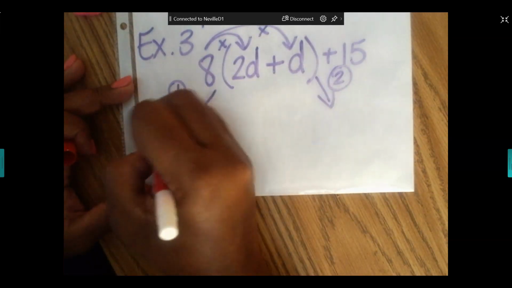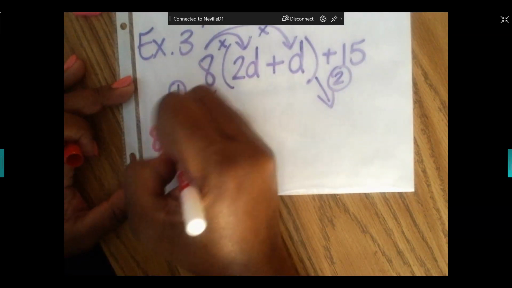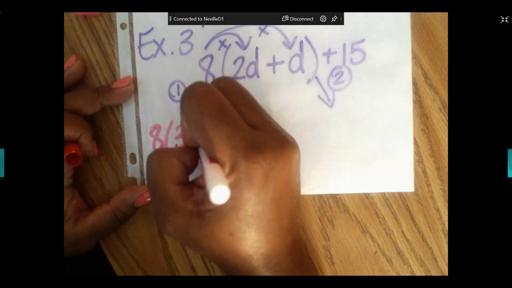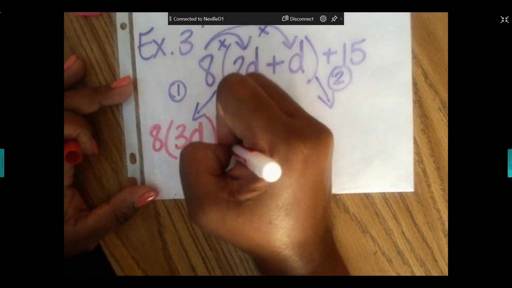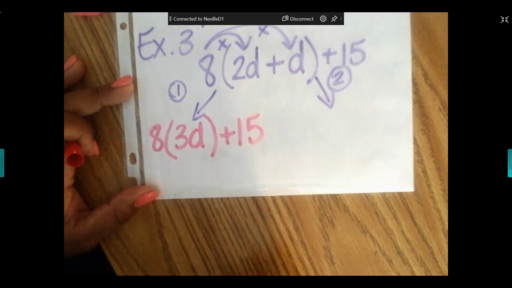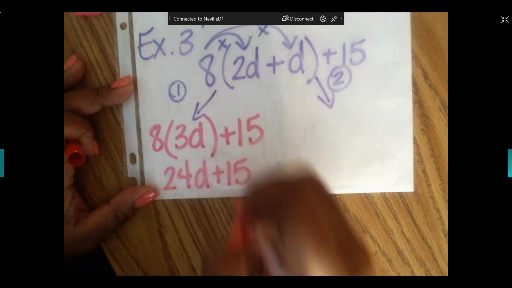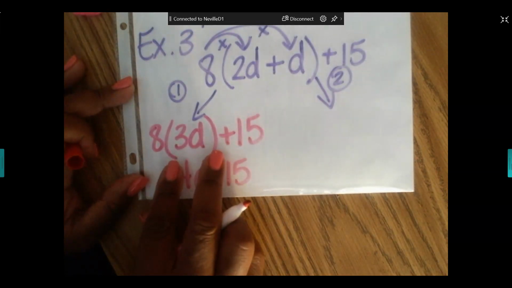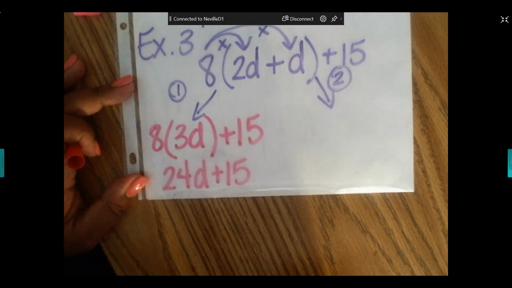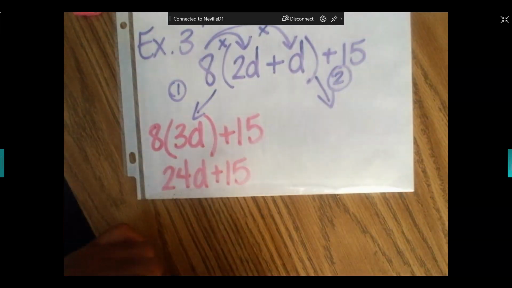What I could have done here is added those two together and gotten 3D. And I would have gotten 24D plus 15. Remember, whenever I see those parentheses, that tells me to multiply. Or you could have done it this way.